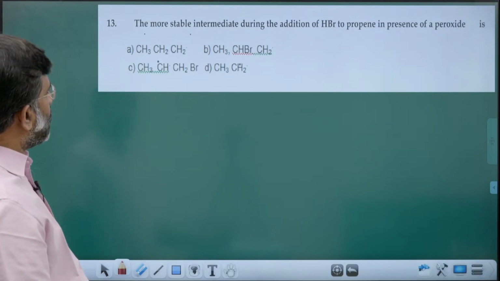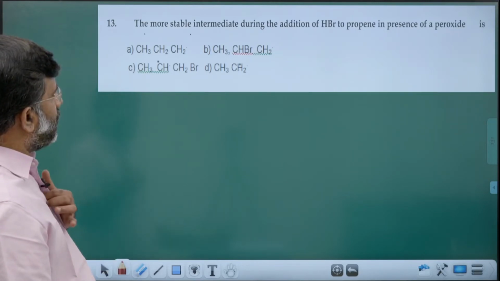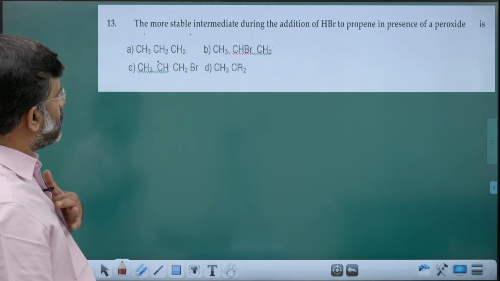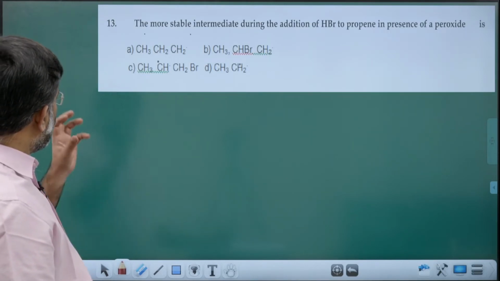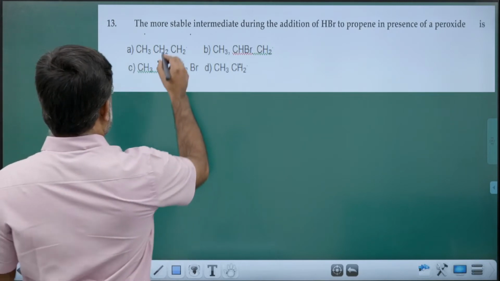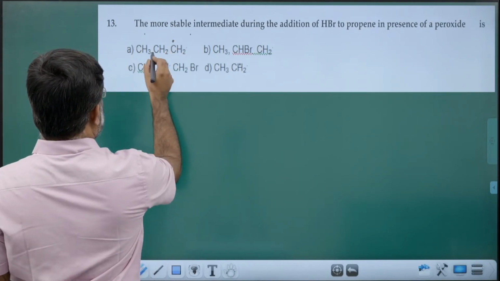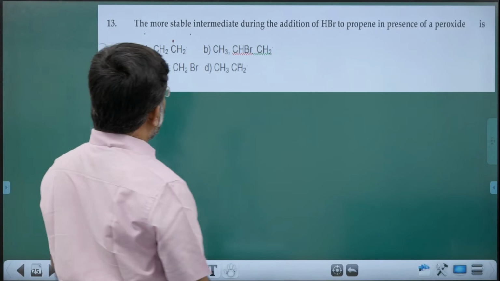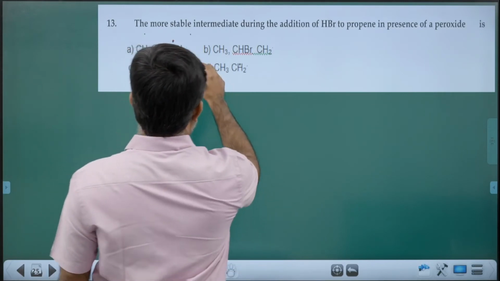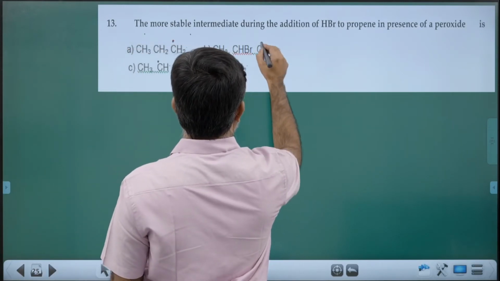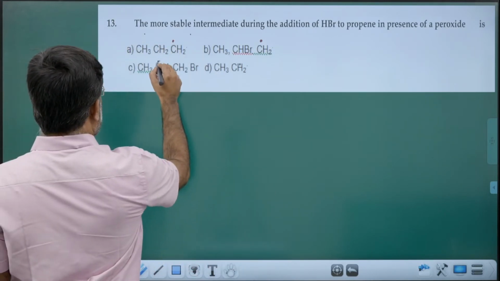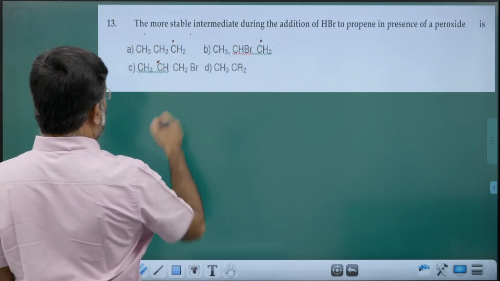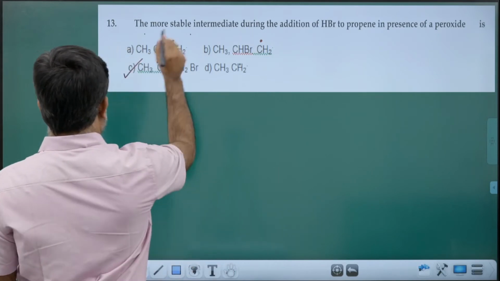More stable intermediate during addition of HBr to propene in presence of peroxide is. Oh, the free radical dots are misplaced. Here the dot should come here: CH3, CH2, CH2 dot. Here also the dot should come here: CH3, CHBr, CH2 dot. Here the dot is correctly available: CH3, CH dot, CH2Br, and that is the correct answer.